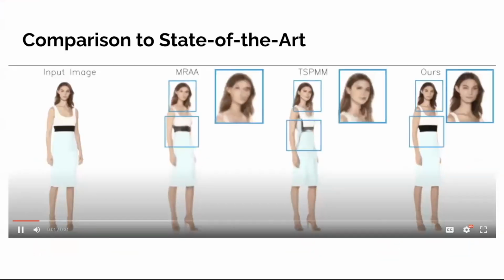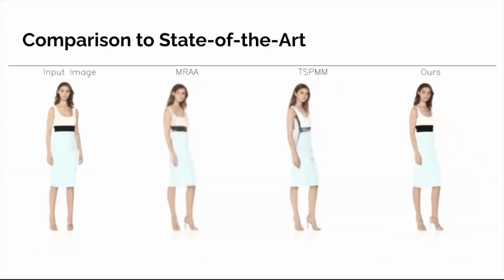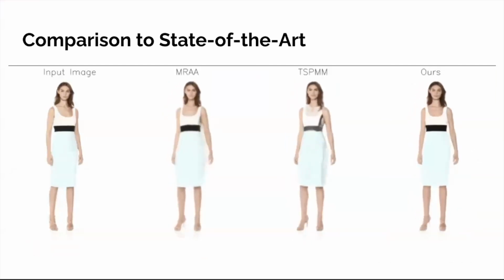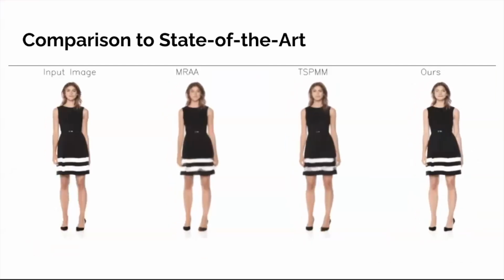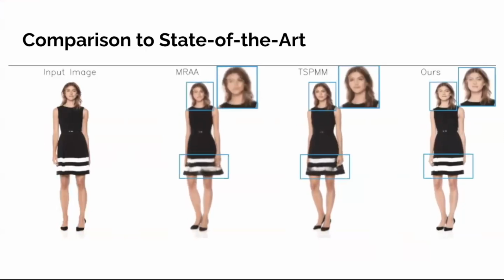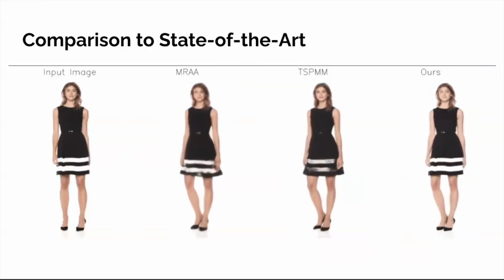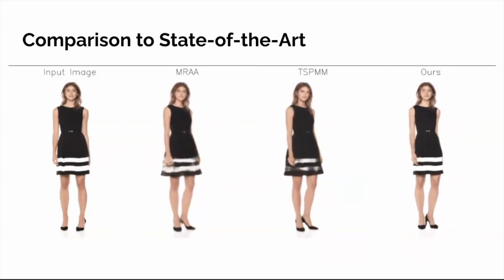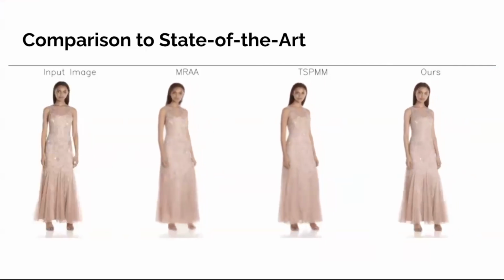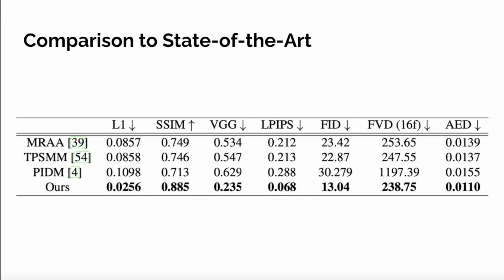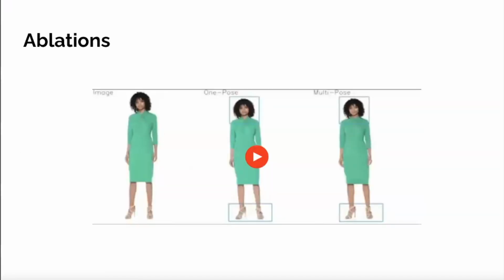Here we compare our method to 2 state-of-the-art image animation methods, articulated animation and thin plate spline motion model. Overall, we find that our model exhibits better person and garment details, particularly with larger pose changes. Similarly, we quantitatively improve over both image animation methods and a recent pose transfer diffusion model on a variety of image and video metrics. Here we provide qualitative ablation of our method.